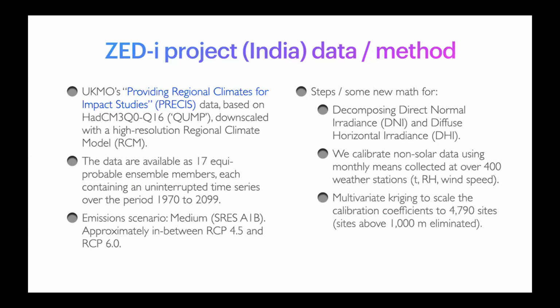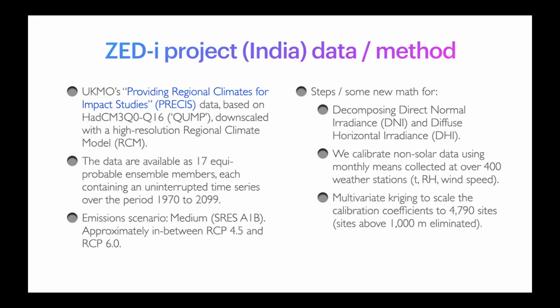And because we wanted to make sure that everything was well behaved and consistent, we then used this calibration data from 400 stations, and using a technique called multivariate kriging, which is a weighted interpolation technique, a bit like what Nishesh was just referring to earlier in their service. It's a similar sort of thing. It's a weighted interpolation technique. And we ended up with data on 4,790 sites.